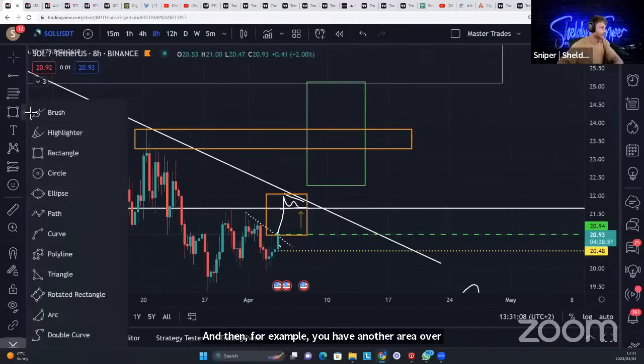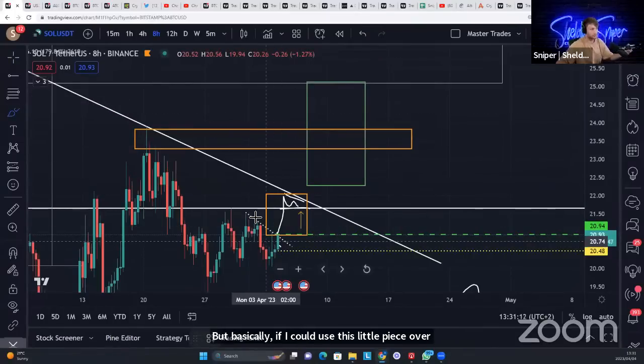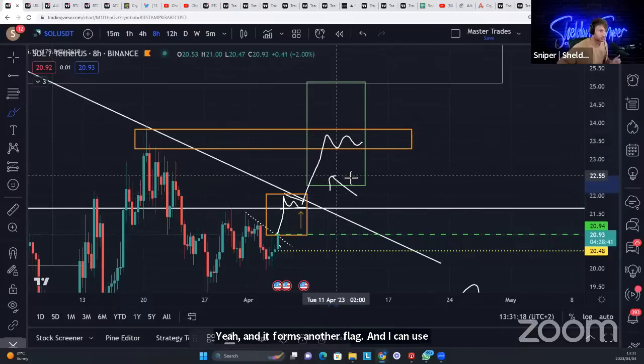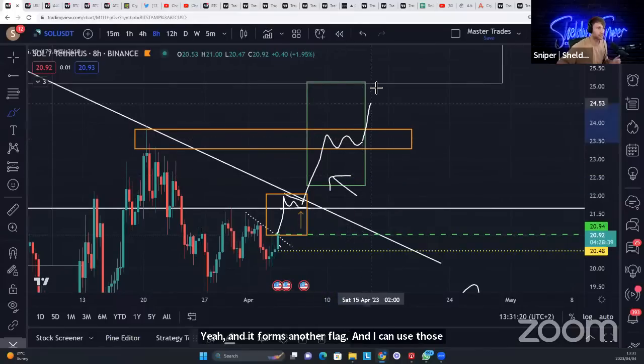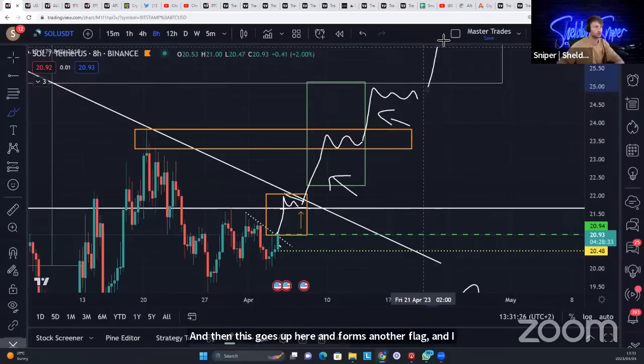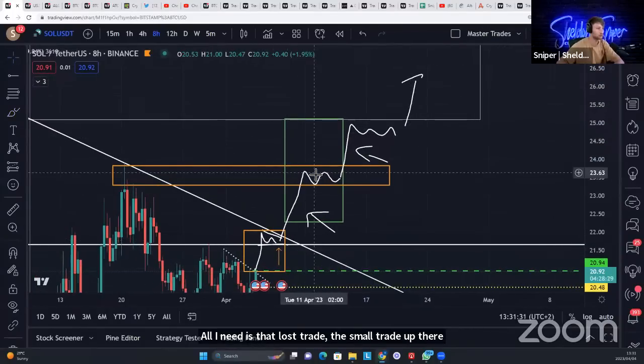But basically, if I can use this little piece over here to basically double my position, and then this goes up here and forms another flag, and I can use this profit to double my position again, and then this goes up here and forms another flag, and I can use this to double my position again. All I need is that last trade, the small trade up there. I don't need all of this. This was used for me to build my positions up.